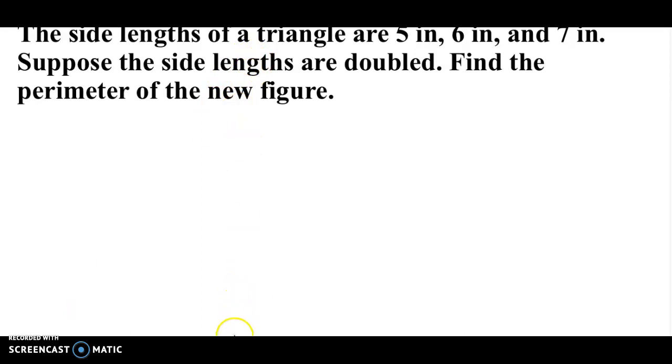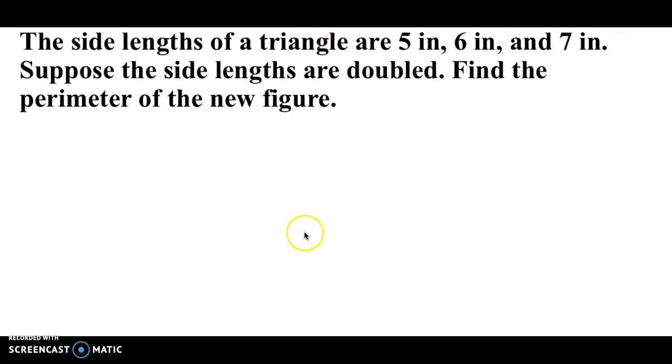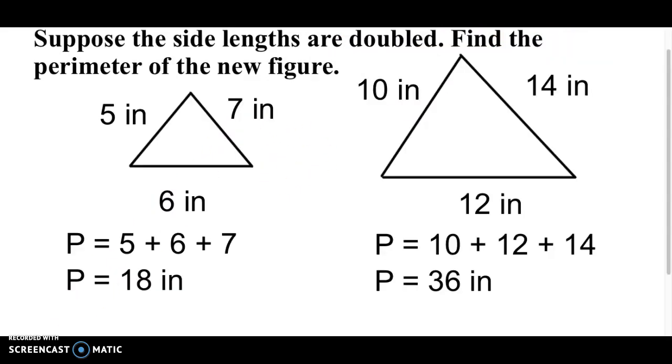So this problem says the side lengths of a triangle are 5 inches, 6 inches, and 7 inches. Suppose the side lengths are doubled. Find the perimeter of the new figure. I want you to pause this video and draw the original shape, the triangle, with the dimensions listed here, the new triangle, and find the perimeter. Here is the answer to the problem.